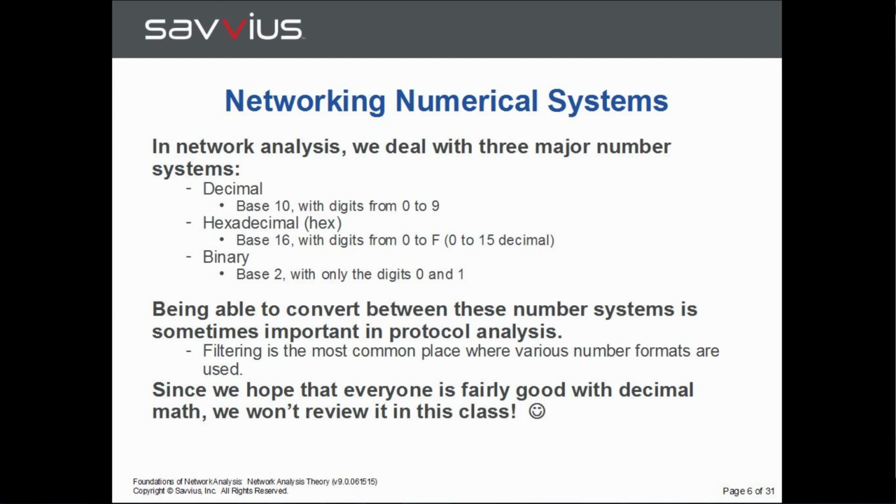Within networking technologies, there are 3 main numbering systems in use. We're familiar with the decimal or base 10 system with digits from 0 to 9. The hexadecimal, or hex codes as we sometimes call them, use base 16, with digits from 0 to F, or 0 to 15 in the decimal system. And, of course, the binary system, or base 2, with only the digits 0 and 1, sometimes referred to as on or off. The ability to convert within these systems is sometimes necessary within packet capture and protocol analysis, especially in building advanced filters.